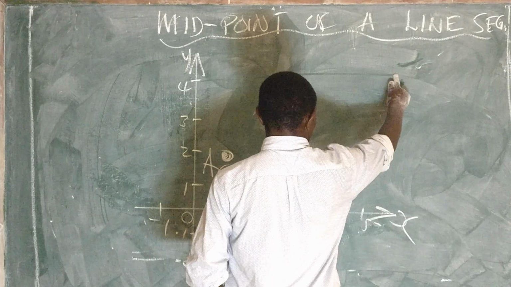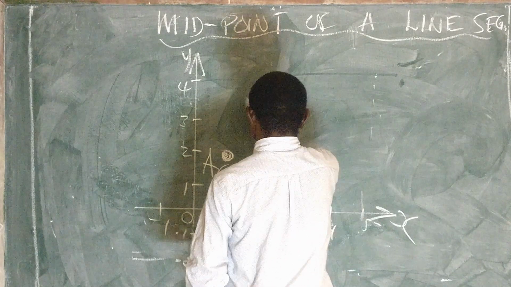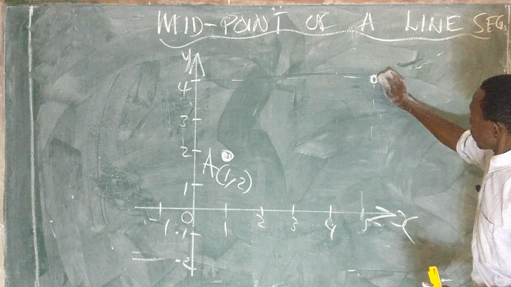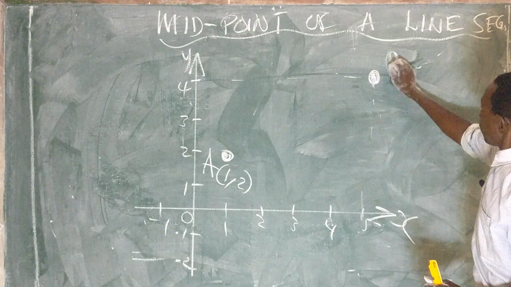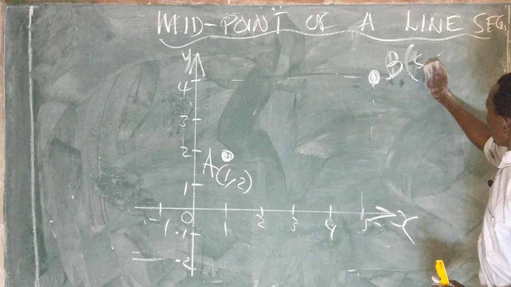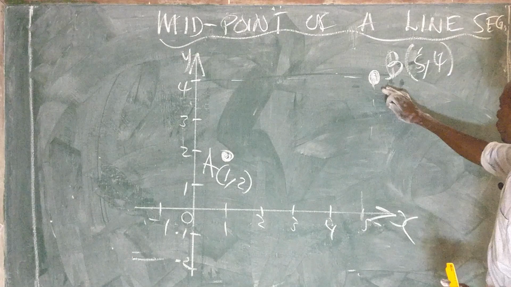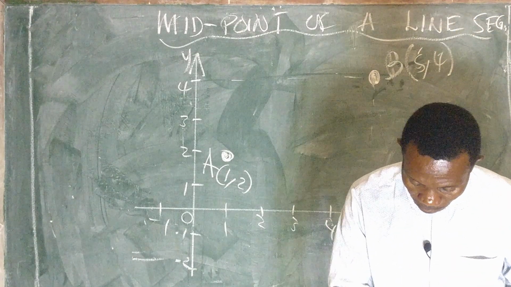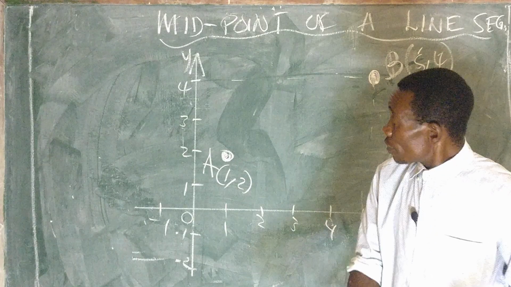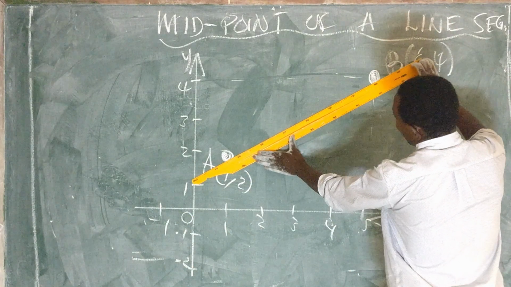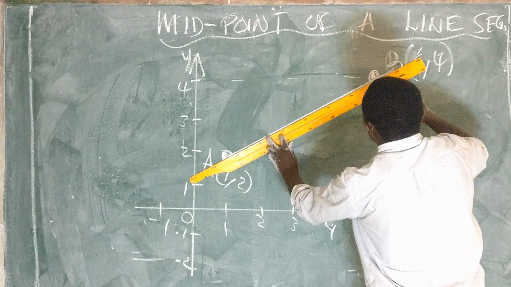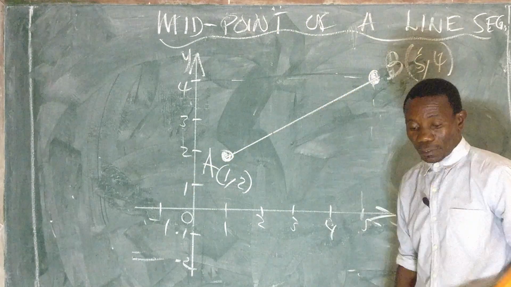It is joining another point at this position here. Let's have another point here. B, x is 5, y is 4. Right, 2 points on the Cartesian plane. And now I decide to join the 2 points. In so doing, I'll end up having a straight line segment, which is this one, line AB.